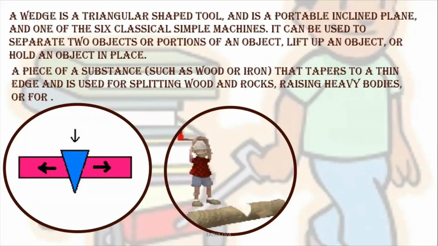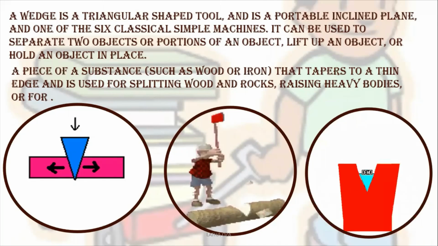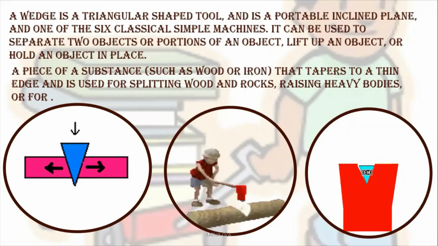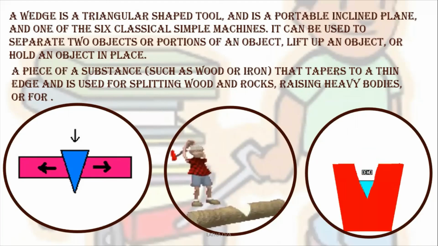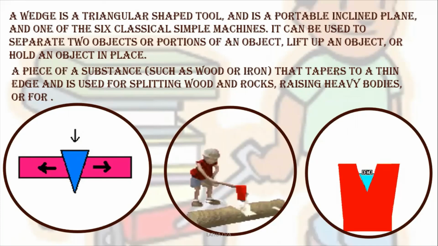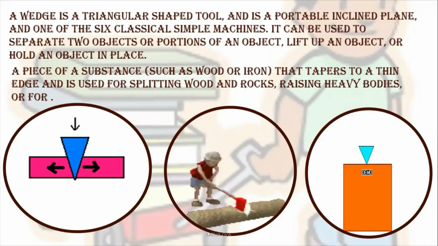A piece of substance that tapers to a thin edge is used for splitting wood and rocks and raising heavy bodies. It is a portable inclined plane and one of the classic examples out of the six simple machines, which is used to separate two portions of an object or lift up an object.